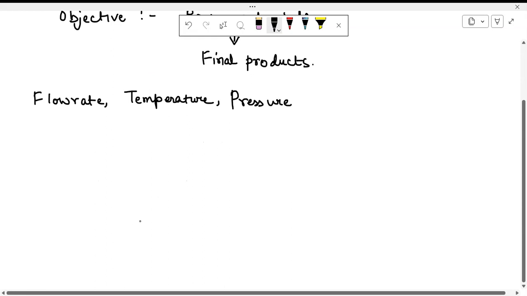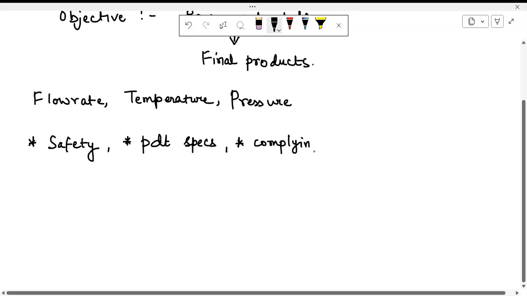Now, during any chemical operation, the main concerns that we have are safety of the users or the operators, meeting the product specifications. I am writing in short form, product specs, then complying with any process constraints. Suppose you are operating a reactor and you need to maintain the temperature between a certain lower and upper bound, then we need to comply with the process constraints or operational constraints.